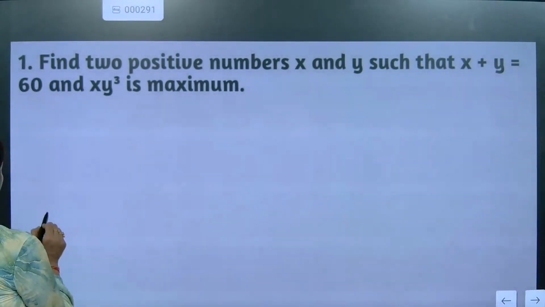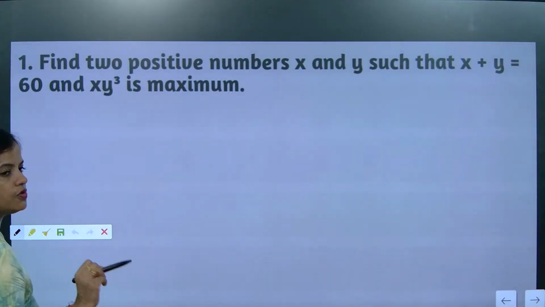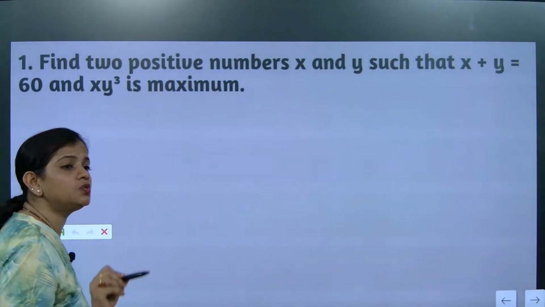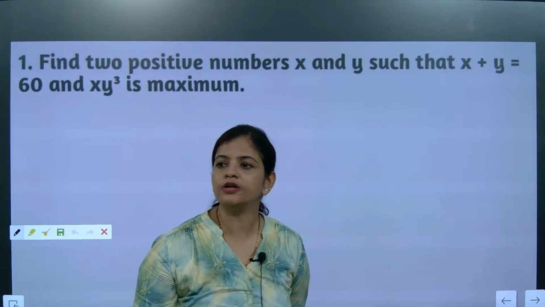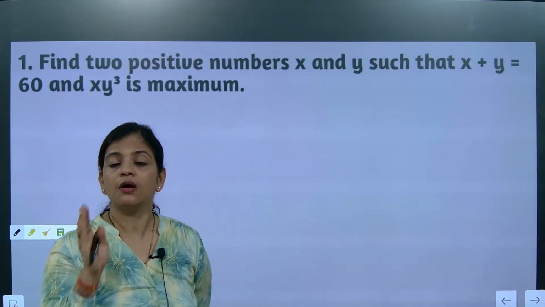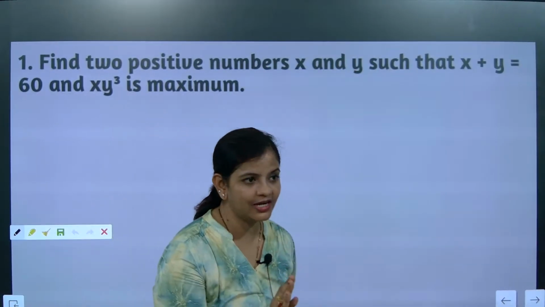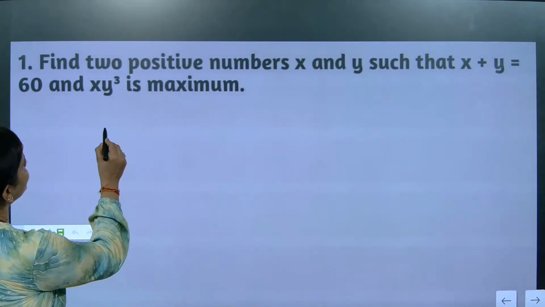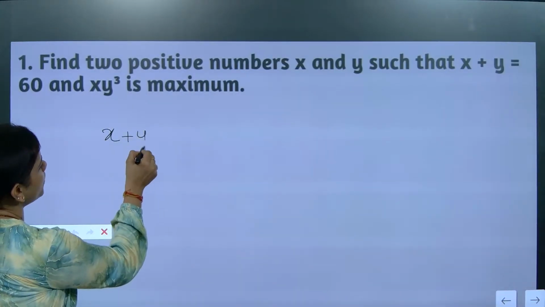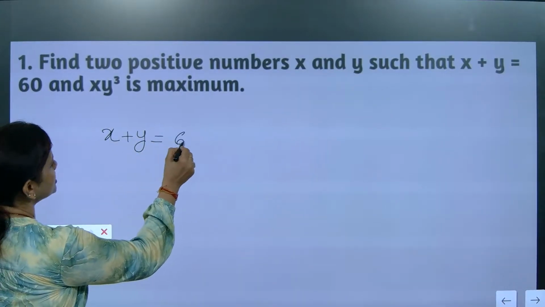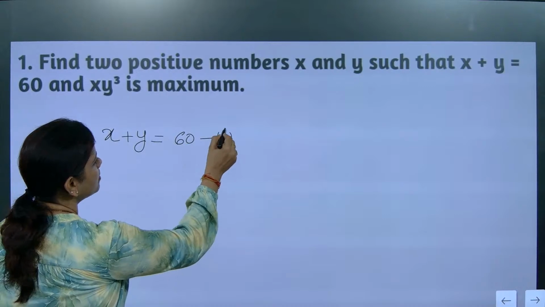First work is maxima, minima. How you are going to implement the questions? You need to convert it into one variable. Word problem approach is easy, but you need to catch the words of what they are telling. So first, what they are telling you is that x plus y equal to 60. Take it as equation 1.